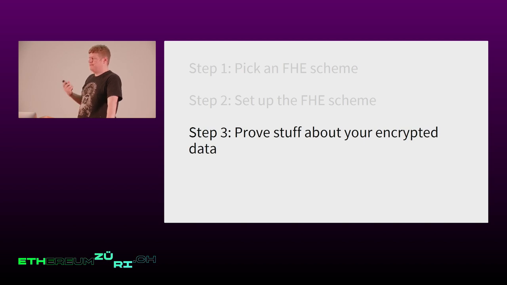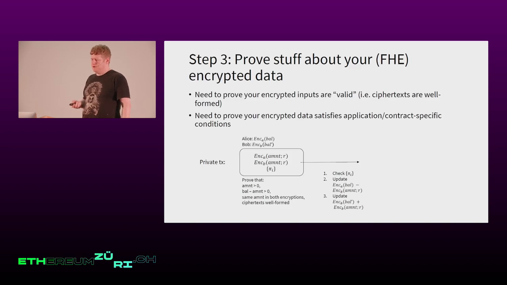And then the final step you have to do if you want to use FHE in Web3, you have to prove that your ciphertexts obey the properties of the system and are well-formed. So let's take an example. Alice wants to send some money to Bob. The way you can do this is you have a ledger balance that's encrypted on-chain, and Alice can produce a value that she encrypts under both her key and Bob's key, and she has to show that both of these ciphertexts are well-formed, so they're not just random garbage.